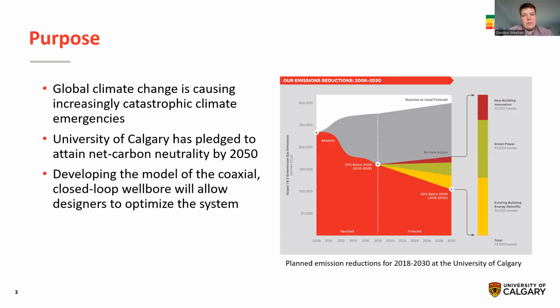Here are the main purposes for developing this model. Global climate change is causing catastrophes worldwide, and the University of Calgary has pledged to attain net carbon neutrality by 2050 in response to this. By replacing the cogeneration natural gas heat plant at the end of its life with extremely low carbon emitting geothermal heat, the university will be closer to achieving this goal. And lastly, by developing this model, I can enable an optimization of parameters to ensure that the best system is proposed.